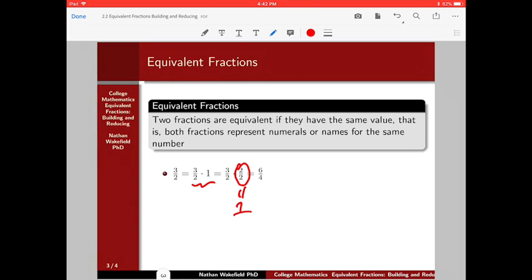Since that's another way of writing 1, I can say that 3 halves is the same as 3 halves times 2 over 2, and that's the same as 6/4. So we would say that 3 halves is equivalent to 6/4. So these are equivalent fractions.